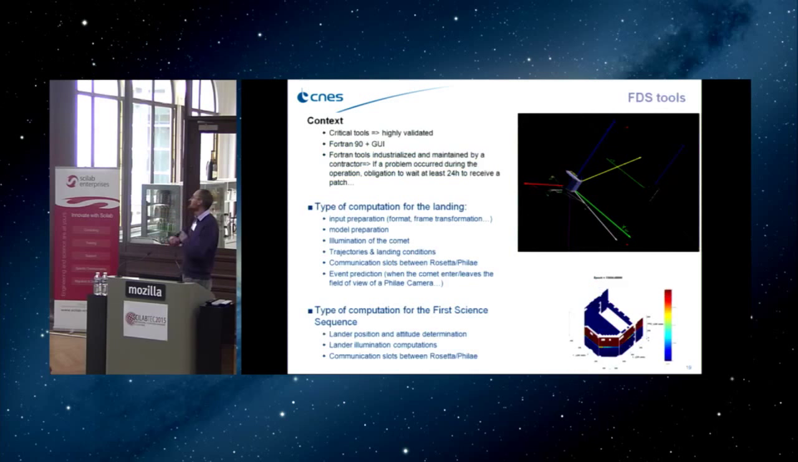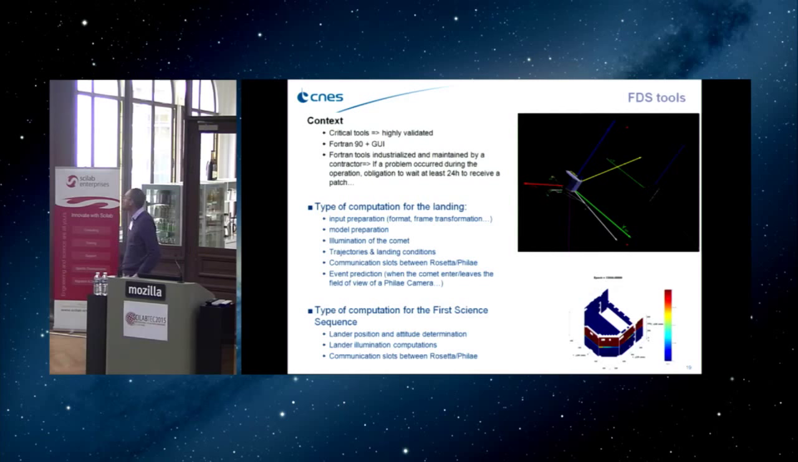So I will speak on this slide of what we are doing with the critical tools. Not about Scilab, I will talk about Scilab later. These critical tools are highly validated. They are in 1490 with graphical user interface. They are industrialized and maintained by a contractor. If we have a problem during operation, I don't know, a bug or anomaly, we have to contact the contractor and wait at least 24 hours to have a patch. So as we have 5 days to produce a result, if we have a problem, it's not good at all.